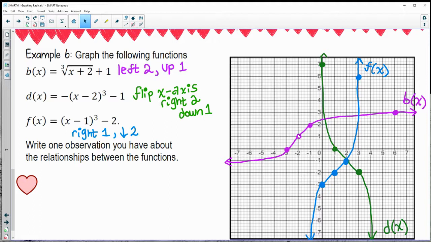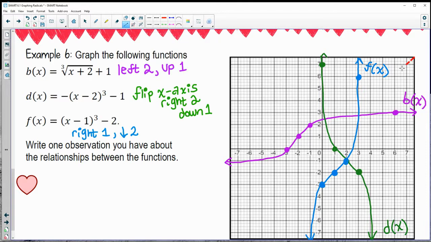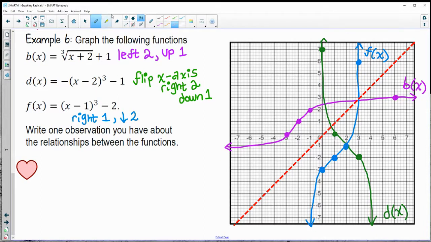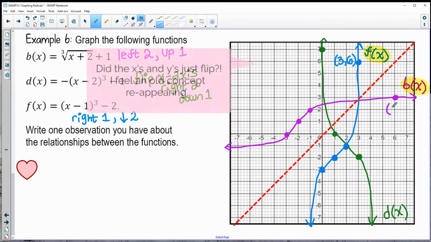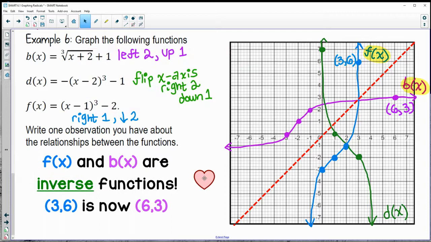Now it says go ahead and write one observation you have about the relationships between these functions or between 2 of them, because I'm going to draw myself a nice pretty line because I'm starting to see it looks like there's 2 functions that have been flipped over, that f of x and b of x. Well, let me go ahead and take a closer look. Right here, I've got a coordinate at 3, 6, and here I have a coordinate that's at 6, 3. I know we've seen functions like that. You have, these are inverse functions, and that's one of the coordinates you can kind of see where they work.